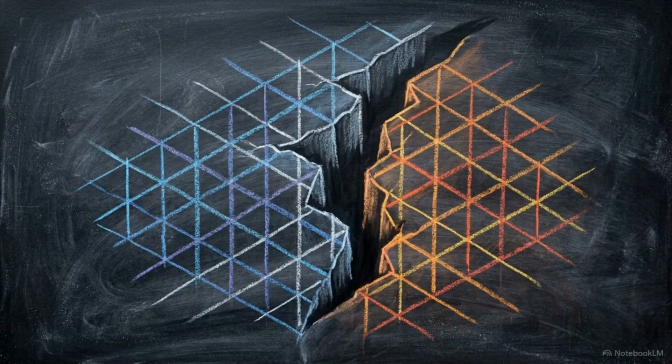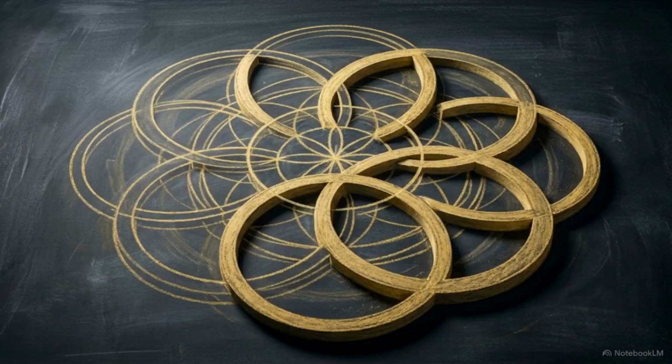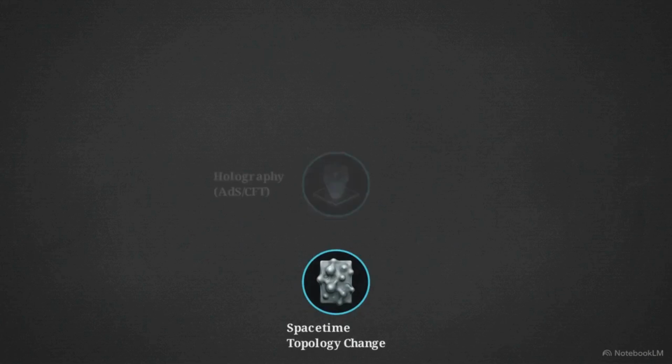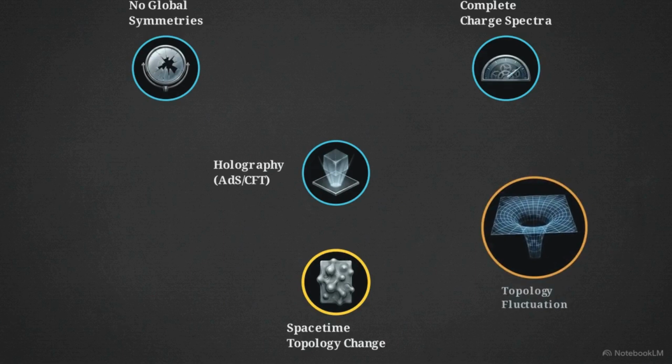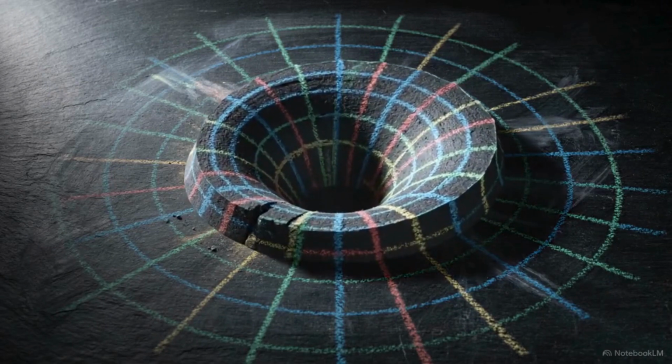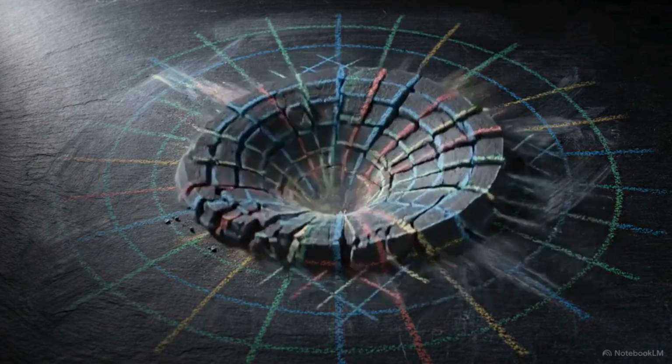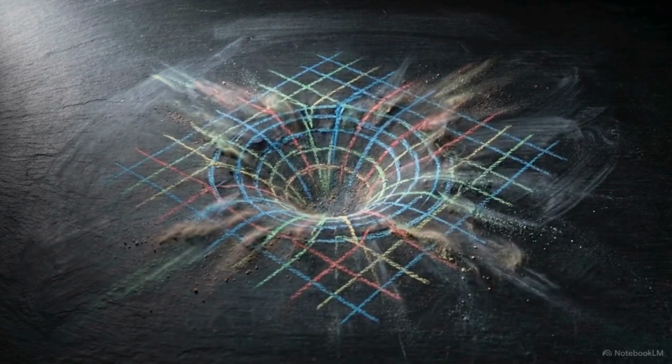The first major fault line between these frameworks lies in the kinematic constraints of space-time geometry itself. The swampland relies on a tightly woven web of logical dependencies. To prove a theory lacks global symmetries and possesses a complete charge spectrum, the math relies on holography, which depends on space-time topology change. This foundational pillar assumes space-time can fluctuate, tear, and stitch itself into structures like wormholes. But within a strict quantum field theory, forming a wormhole is mathematically prohibited. The structural geometry cannot break and reconnect.